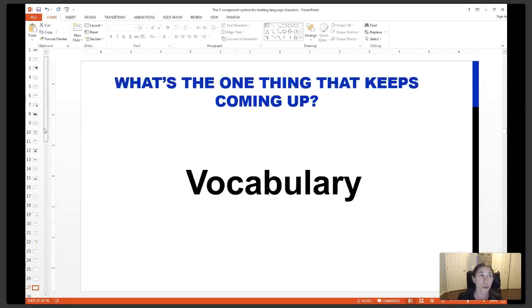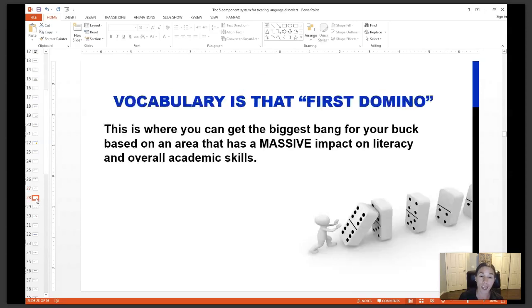So the one thing that's really popping out here is obviously vocabulary and word knowledge. If you don't understand those words and that topic knowledge, it's really hard to understand what you're reading. Obviously, vocabulary has to do with language. So really, you are one of the best equipped people to make a huge difference in your students' lives and to be that one person that can come in and help them. So really, vocabulary is that first domino. This is where you can get that biggest bang for your buck, based on an area that has a massive impact on literacy and overall academic skills.